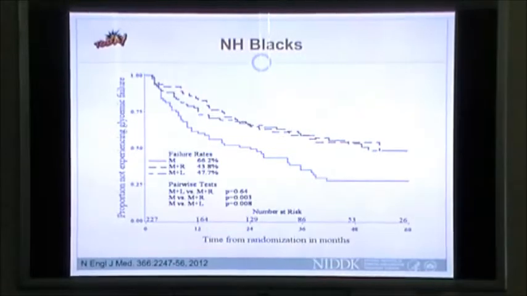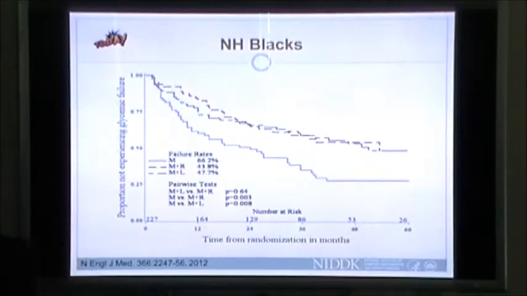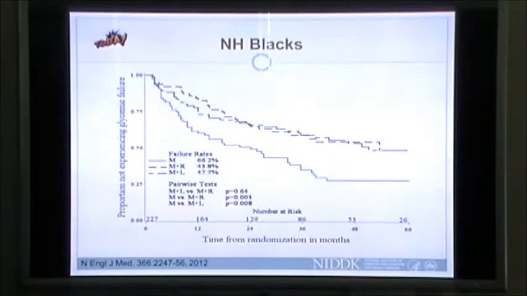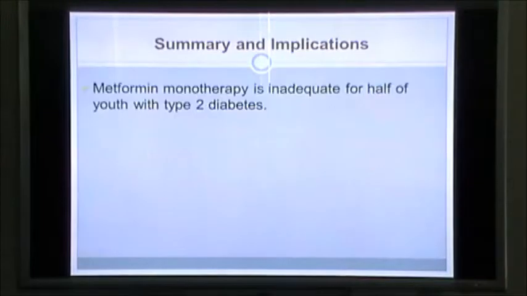If we now look at ethnicity analysis, what we see, and was completely unexpected, was that in African Americans, metformin is particularly ineffective. So that by 1 year, 50% of the African American kids had failed metformin monotherapy, whereas for the Hispanics, the three arms were similar, and look at that blue line, response to metformin is much better. So there's an ethnic difference in response to therapy.